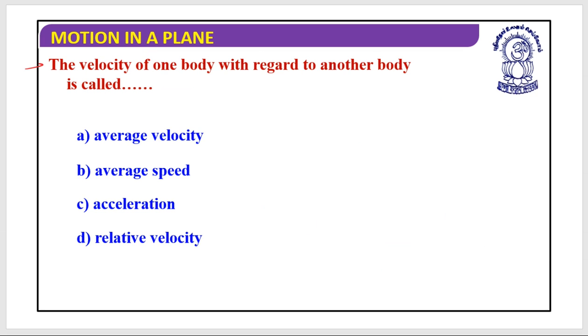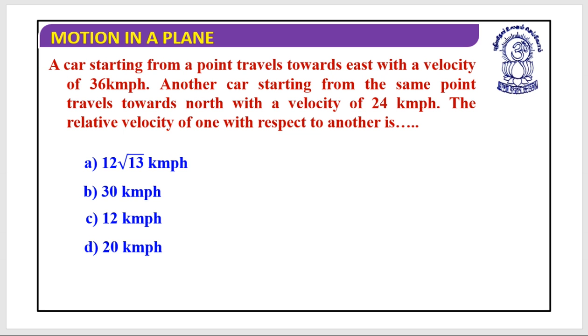Let's have a look. It's the velocity of one body with regard to another body. What is it? Yes, it's a relative velocity. Next question. You are very quick. Well done. Keep it up. Next question. A car starting from a point travels towards east with a velocity of 36 km per hour. So let's have our NEWS first.